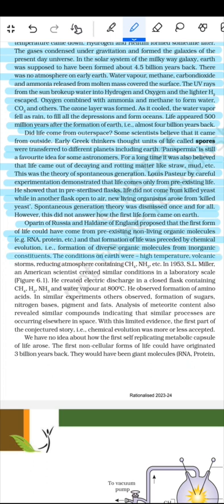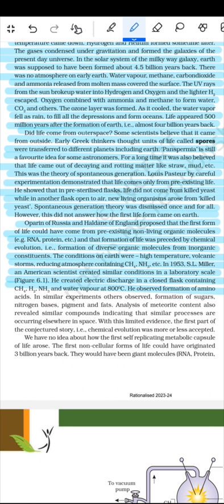The conditions on the earth were high temperature, volcanic storms, reducing atmosphere containing CH4, NH3, etc. In 1953, S.L. Miller, an American scientist, created similar conditions in the laboratory scale. He created electric discharge in a closed flask containing the CH4, H2, NH3 and water vapor at 800 degrees Celsius.